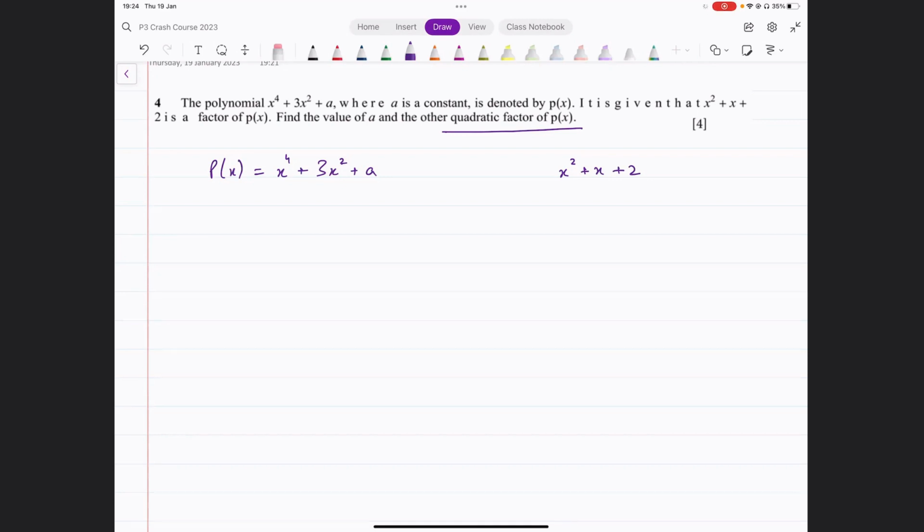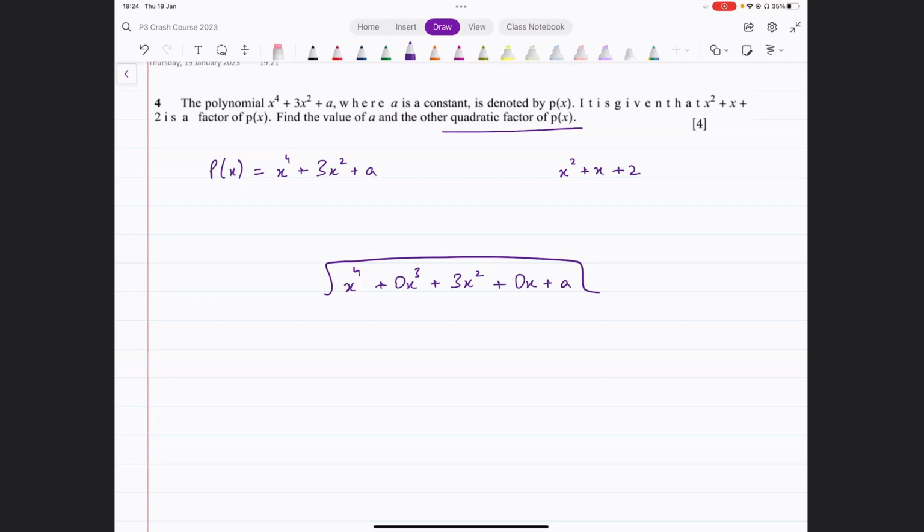All right. Now let's do this division. So you've got x raised to the power 4 plus, now be careful, the x cubed term is missing here, so that's 0x cubed. X raised to the power 4 plus 0x cubed plus 3x squared. And now the x term is also missing, so that's 0x plus a. This is what your polynomial is. All right. And now what we want to do is divide it by x squared plus x plus 2.